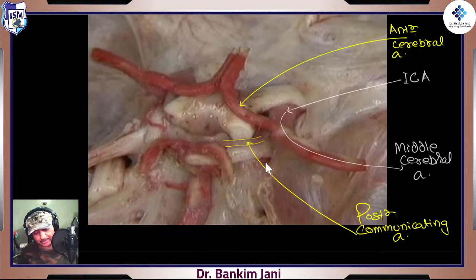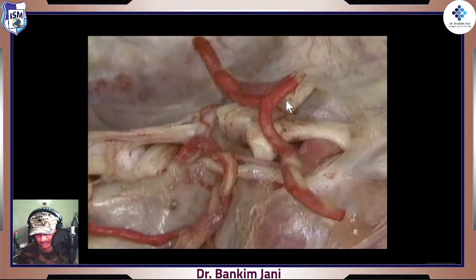So same thing is happening on the opposite side. That's the internal carotid artery, right? And it is giving branch anterior cerebral artery, and this one is the middle cerebral artery, right? So that much has happened so far. Okay.